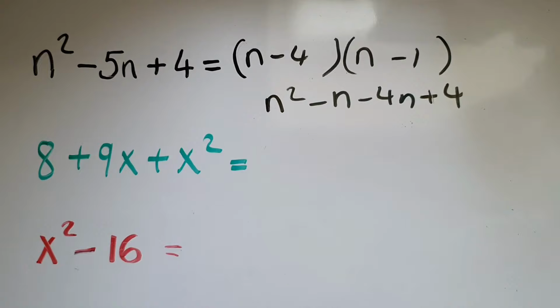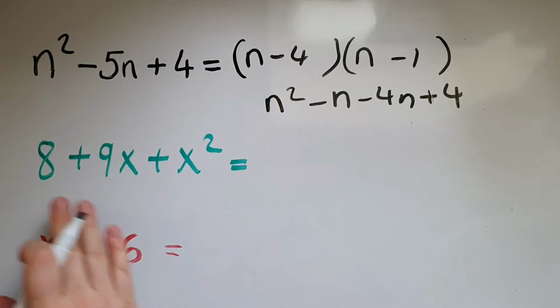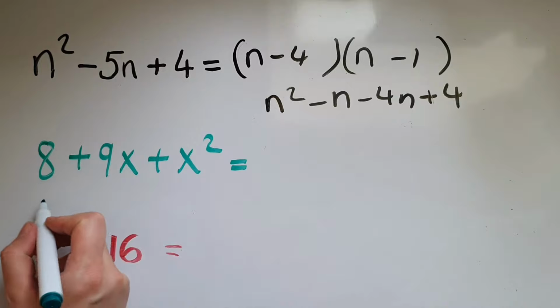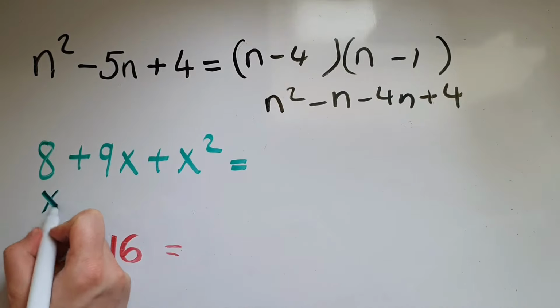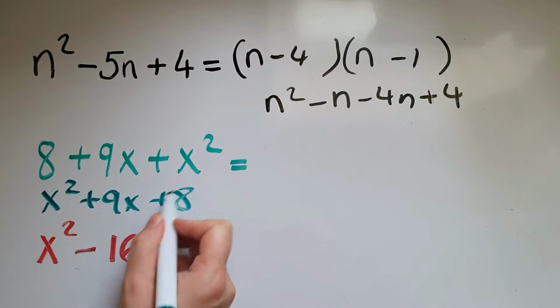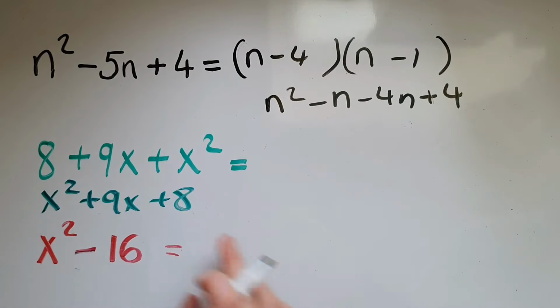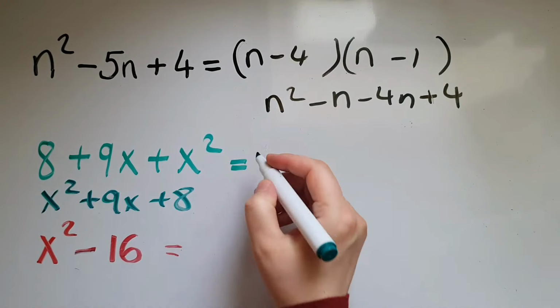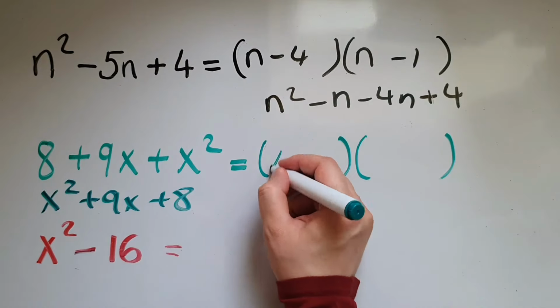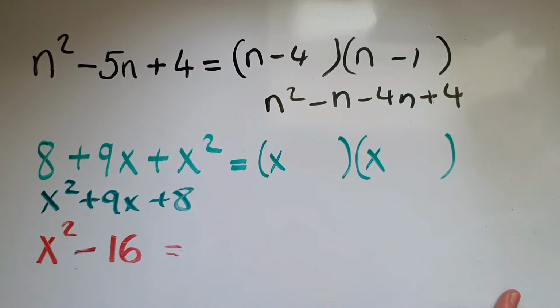Looking at the next example, we've got 8 add 9x add x squared. Now we've got these in this order, and if that confuses you, just change it to how we normally see. So x squared plus 9x plus 8. It means the same thing because we haven't changed the operations. Now let's open up the brackets.